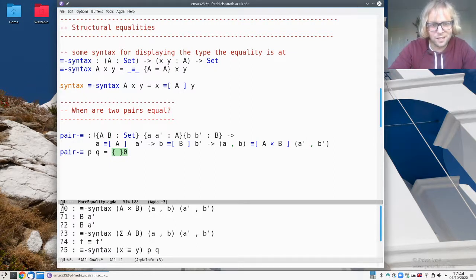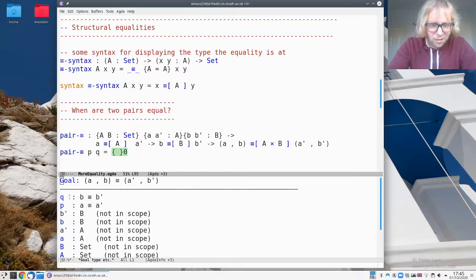So here's a typical question that we want to ask. Let's say that I have a pair of things, a, b, and another pair of things, a prime, b prime, and I would like to know that they are equal at this product type, a times b. And the claim here is that it's enough if the first components are equal and the second components are equal. So a is equal to a prime and b is equal to b prime. And then I'm claiming that I can make the whole pairs equal. So let's see if we can prove this.